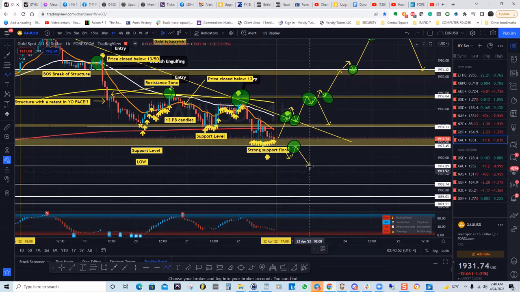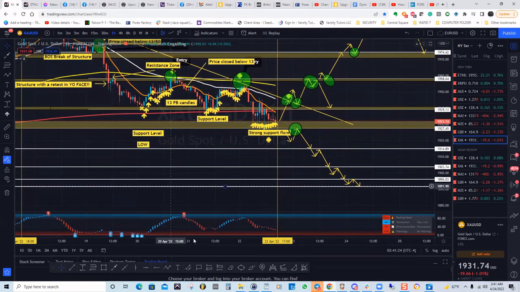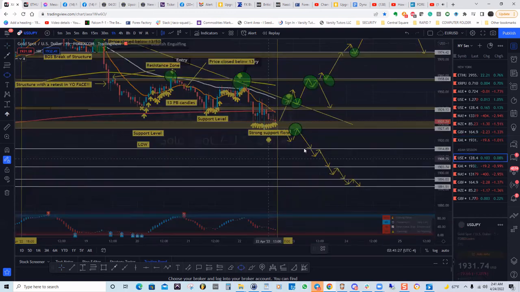Remember this? Break, close, retest. Break, retest. Here. Come down. Break. Close. Retest. That's the path of gold. And these are the entry points here of gold.